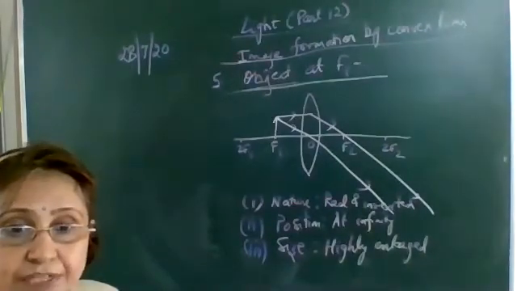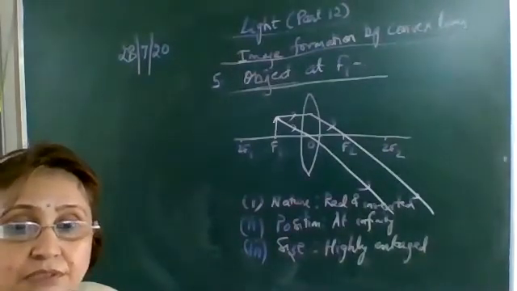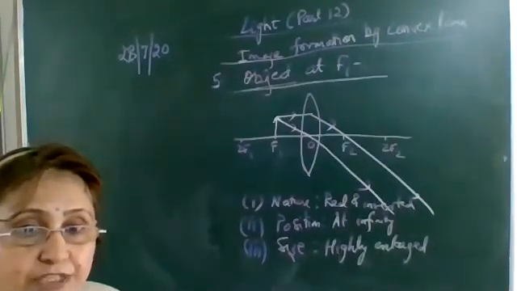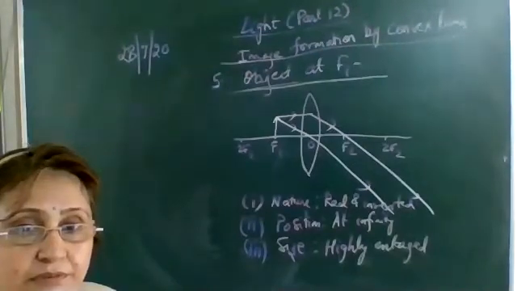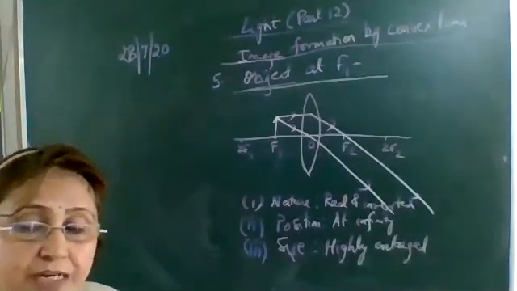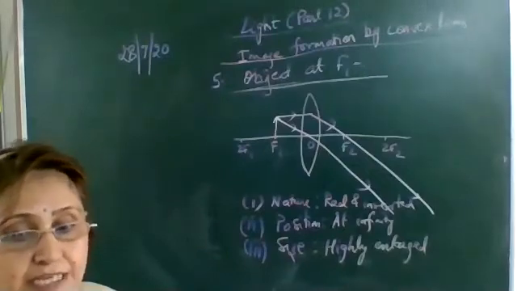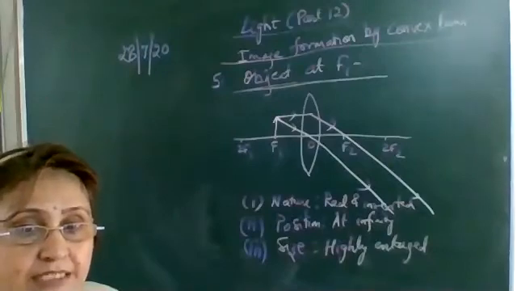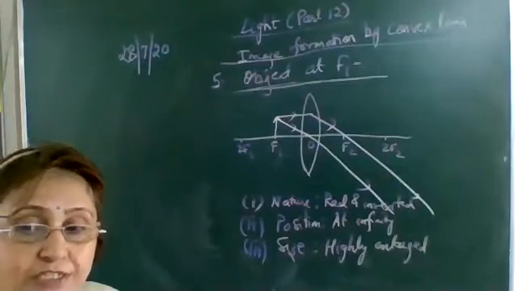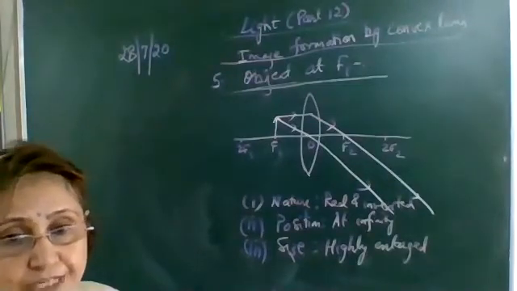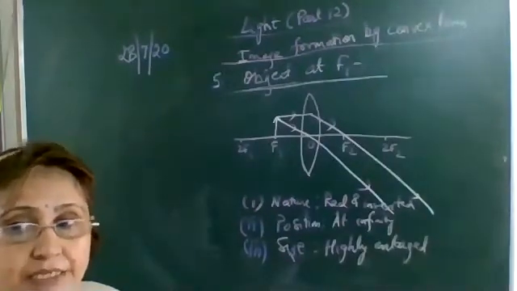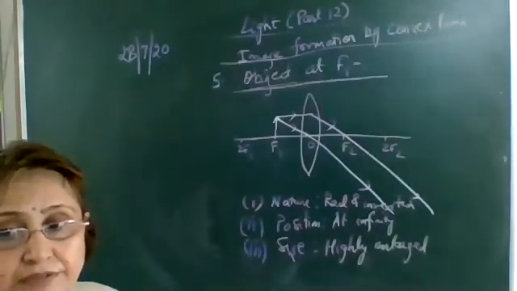Then write the nature of the image: real and inverted. Position of the image: where are these refracted rays meeting? Very, very far away, that is at infinity. So the position is at infinity. Then the size of the image: it is quite much bigger than the object. So the size is a highly enlarged image, highly magnified.